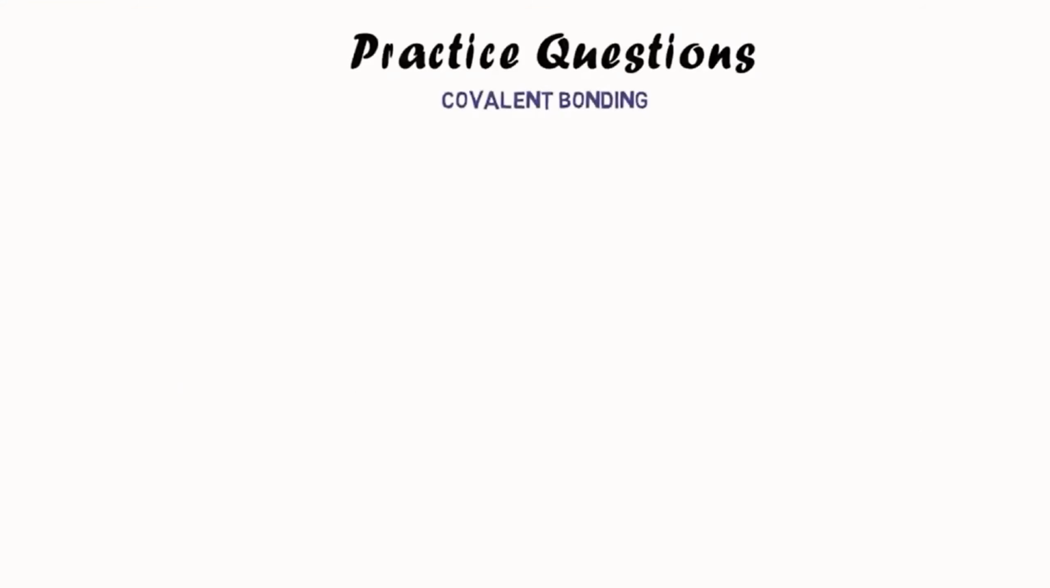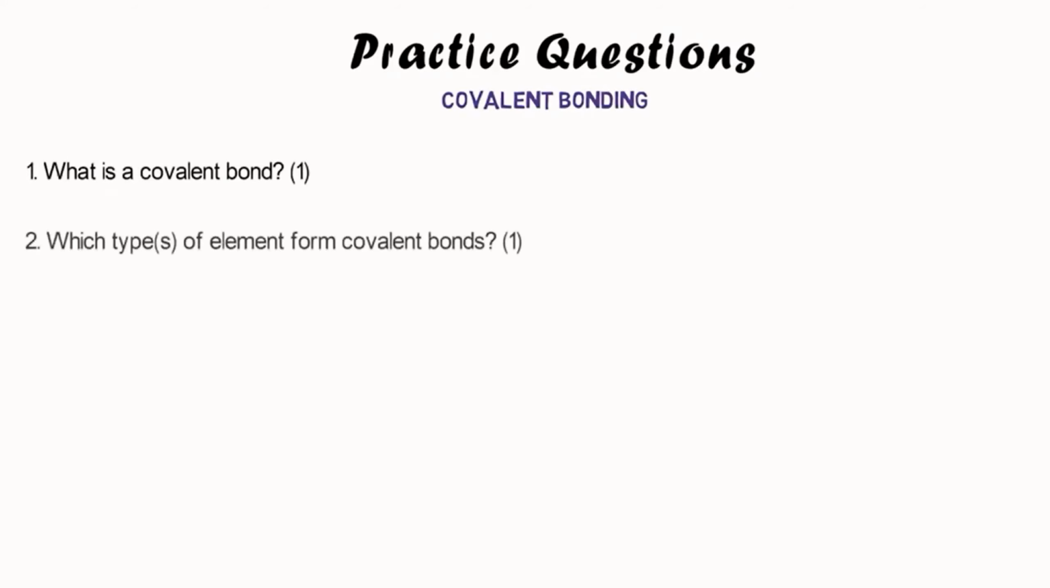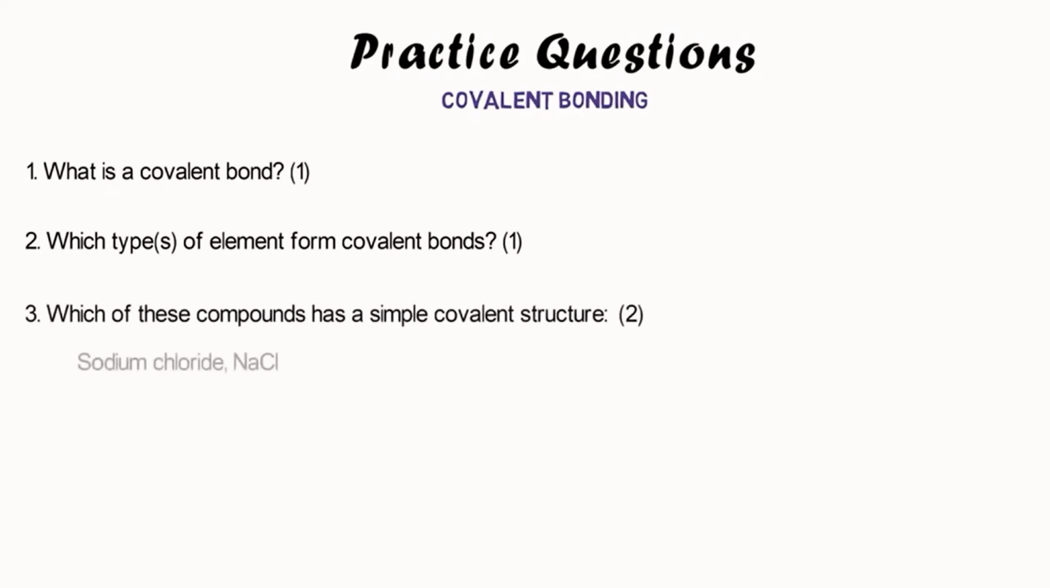Here are some practice questions for covalent bonding. Number 1, what is a covalent bond? Number 2, which types of elements form covalent bonds? And number 3, which of these compounds has a simple covalent structure? We've got sodium chloride, iron, diamond, sulfur dioxide, and oxygen.